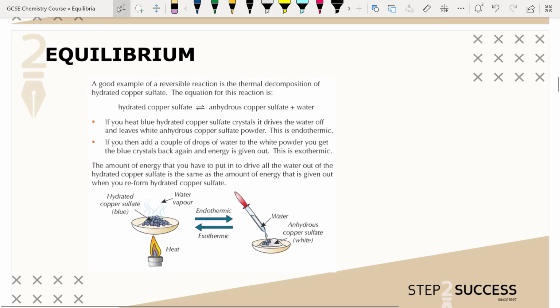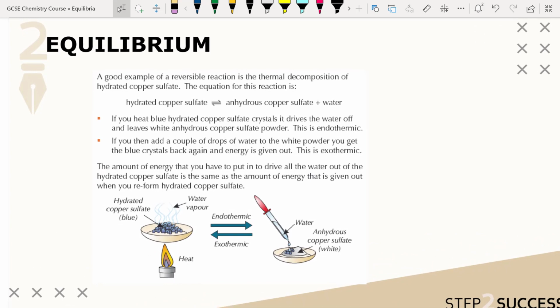So, here is an example of a reversible reaction. The thermal decomposition of hydrated copper sulfate. There is the symbol for a reversible reaction. If you heat blue hydrated copper sulfate, it drives the water off and leaves you with white anhydrous copper sulfate, and the water essentially has evaporated. This is endothermic. We're going to come to endo and exothermic in a while. But it's clearly endothermic in that direction, because that's one where you heat it for that reaction to take place, and it takes in heat.